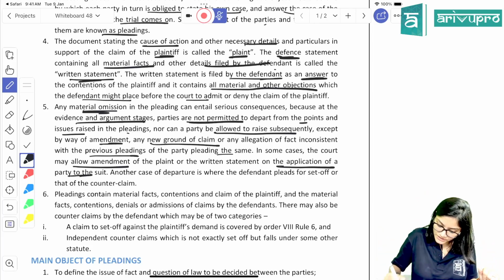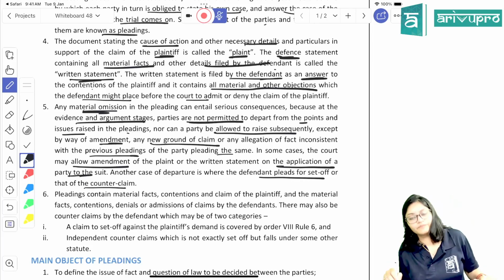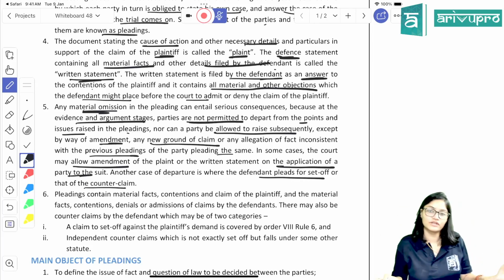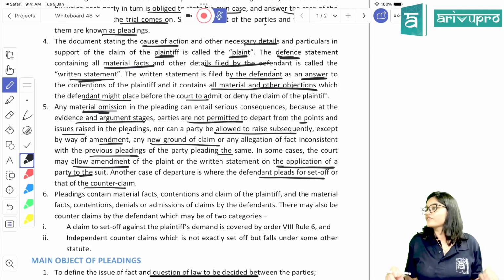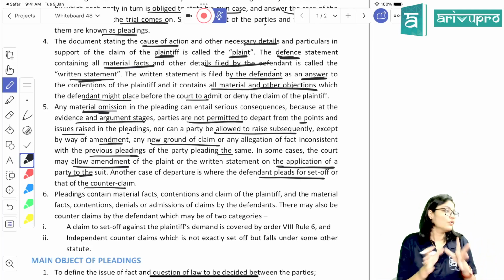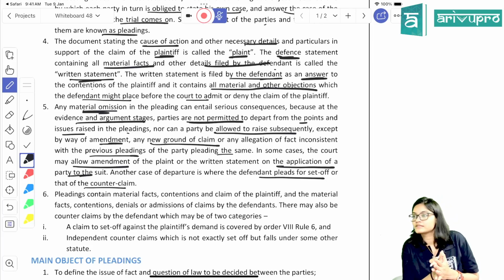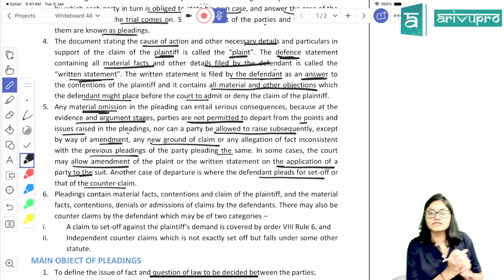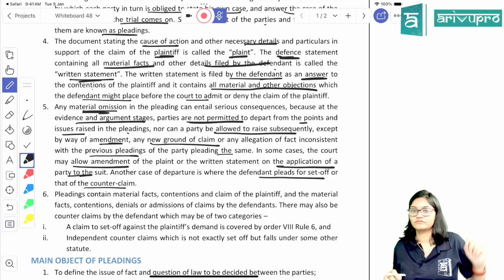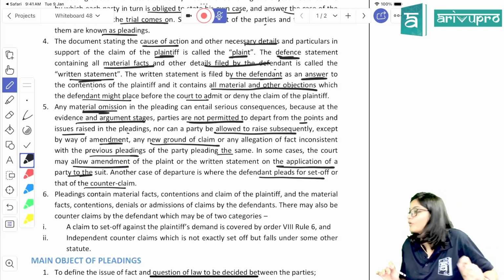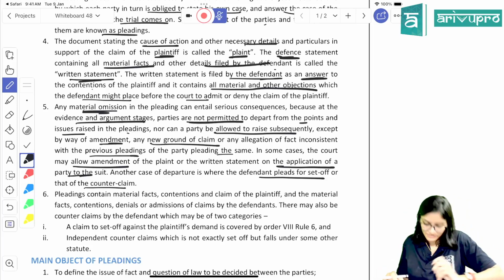Another case of departure is where the defendant pleads for set off or a counterclaim. We will study this, what is set off, what is counterclaim, right? So if you do not file your pleadings properly, if you omit any important things, you will have to face serious consequences. Okay? So that means pleading is not to be taken lightly. It is a very important part of any trial.